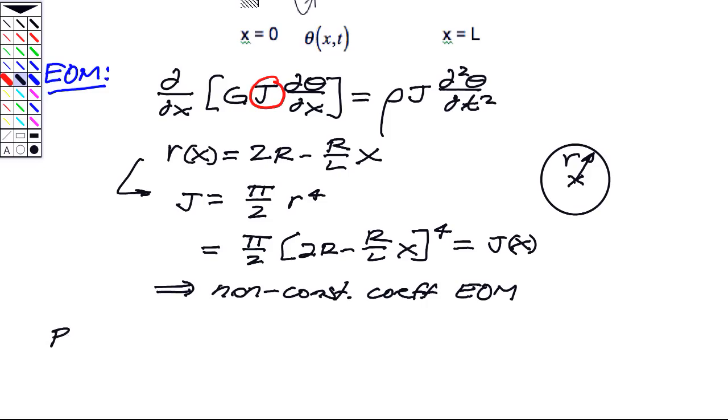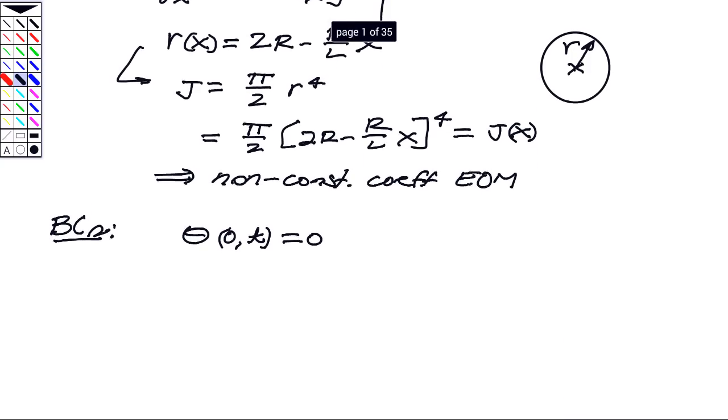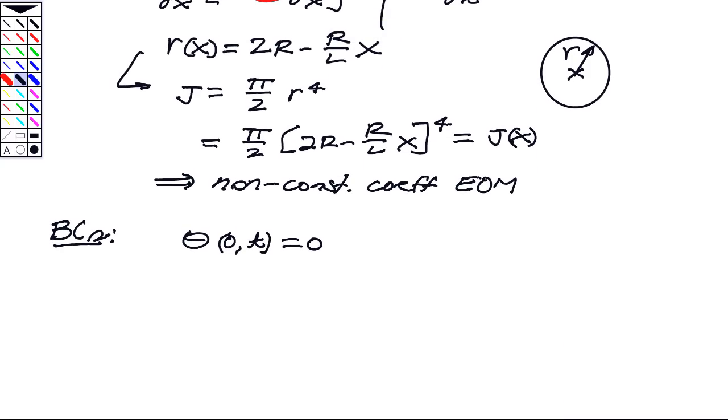What are our boundary conditions? The left-hand side is fixed, so theta at x equal to 0 is 0. Over on the right-hand side, it's a little bit more involved. As I draw this out, I've got this taper on the edge, and I've got this disk.